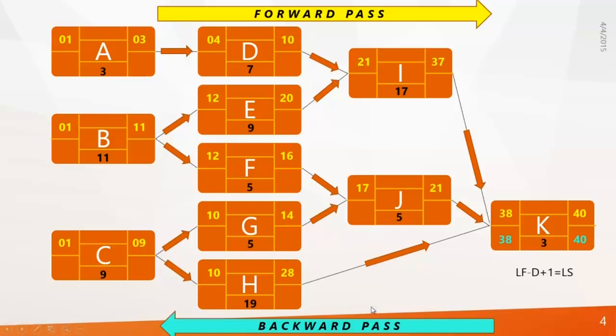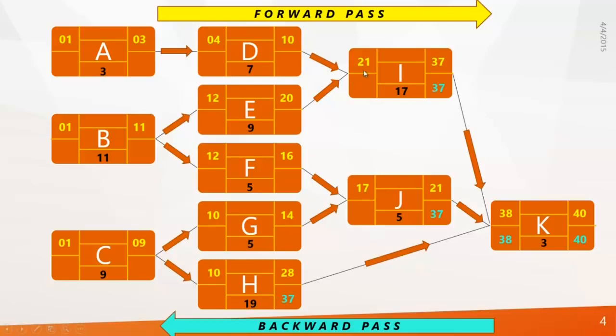Now we are going to the next level: I, J and H. Remember how we calculate the early start in the forward pass? We add 1 to the early finish, right? In the backward pass, to find out the late finish, you need to deduct 1 from the late start. So the late finish of I, J and H becomes 37.